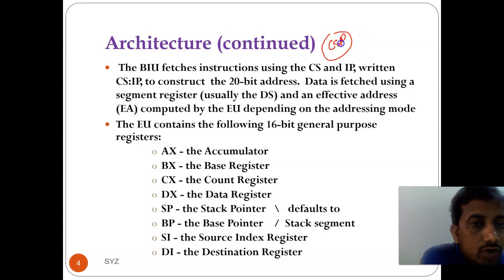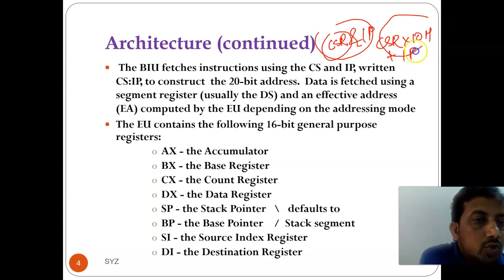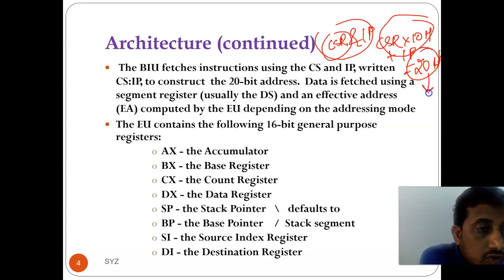So it will check the code segment register and instruction pointer. What it does is that the code segment register is multiplied by 10H, plus the instruction pointer address; these two are combined to get a 20-bit address. It will form the 20-bit address, and this is called the physical address, which goes directly to the code segment, and it takes the data from there.